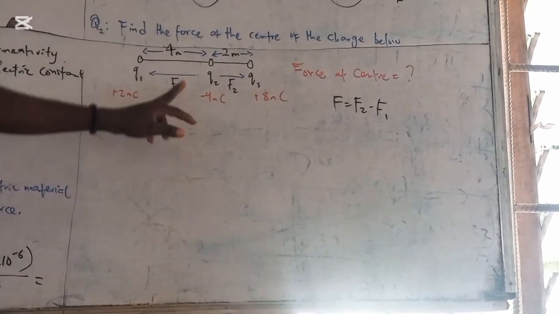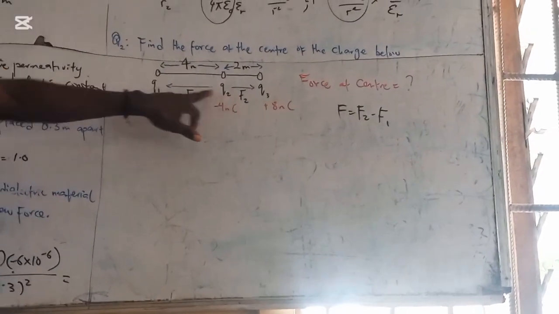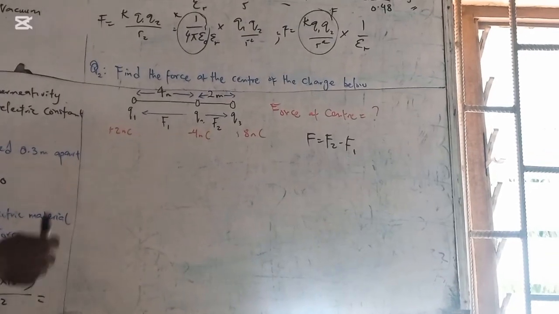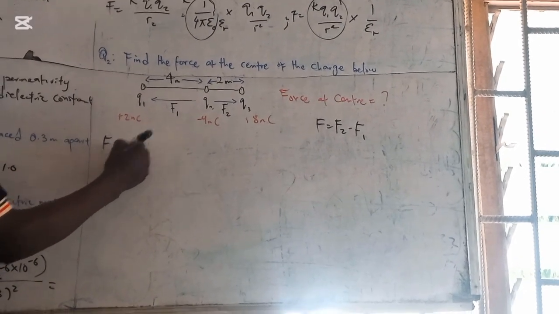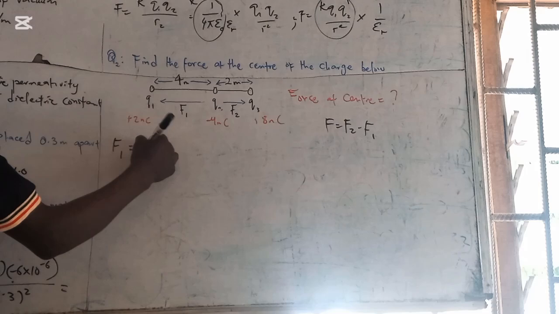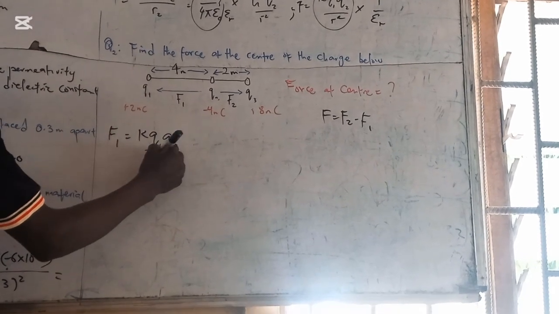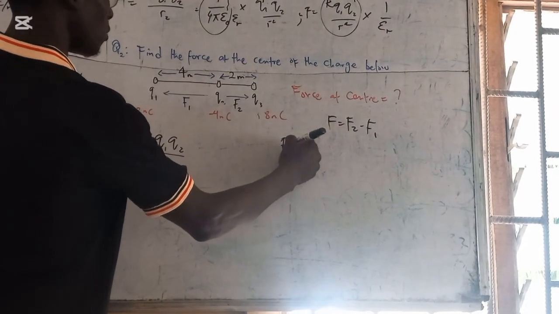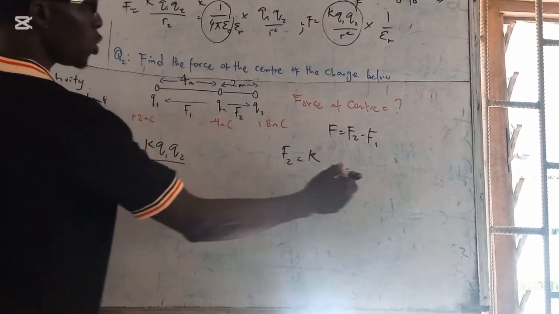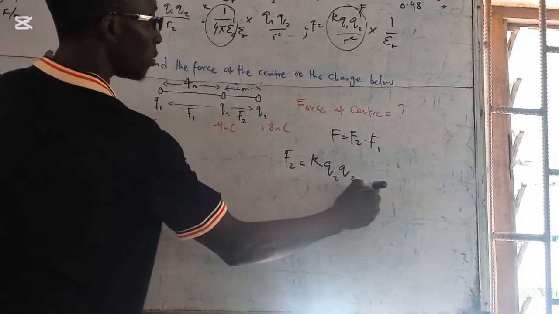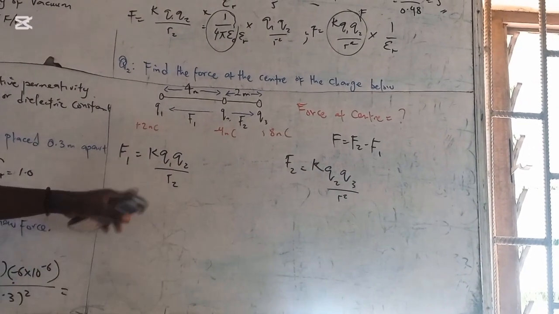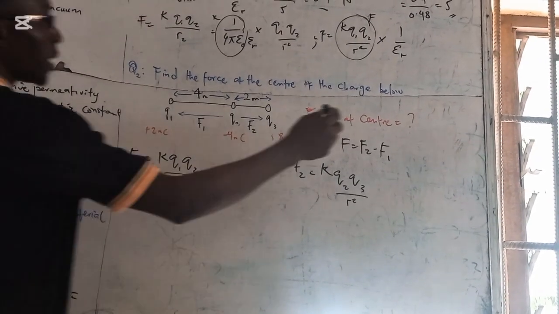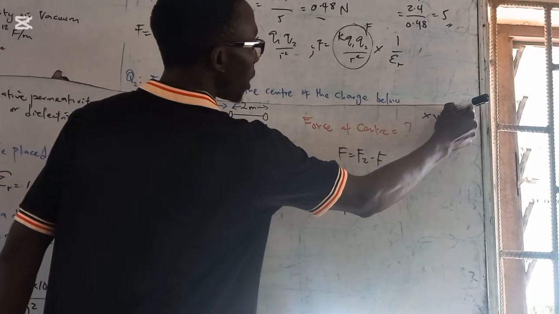So we need F2, we also need F1. How do we go about that? To get our F1, we are using these two charges in common. Then to get our F2, we are using these two charges in common. So now we are still using the same Coulomb's law. So I will say F1 equals KQ1 Q2 over R squared. Then I will say for F2, Q2 Q3 over R squared. So now we can insert. Remember, this is in nanocoulombs. Now nano is 10 to the power minus 9.